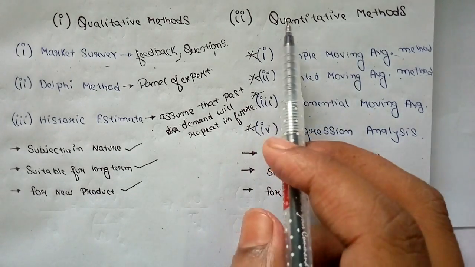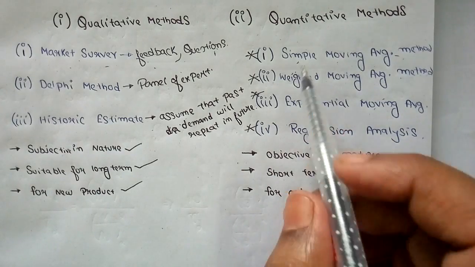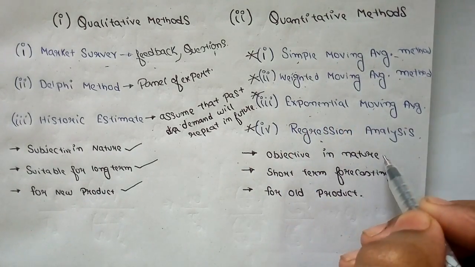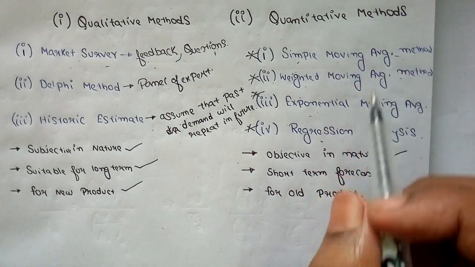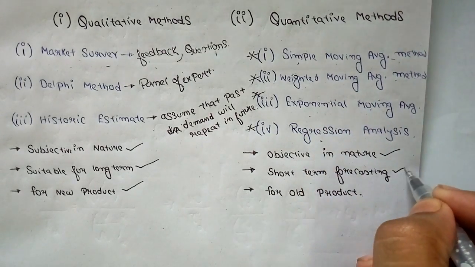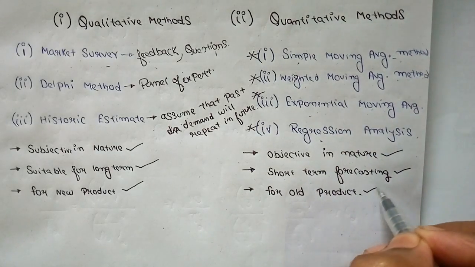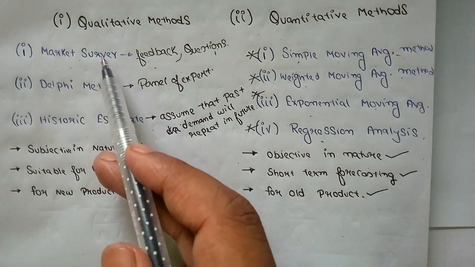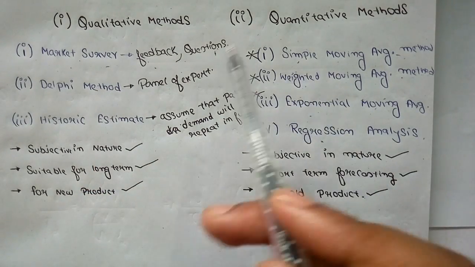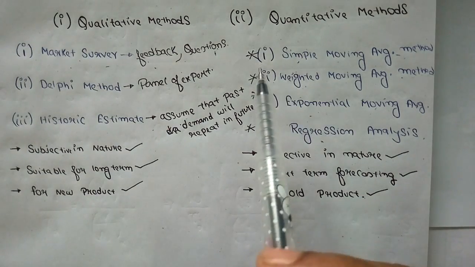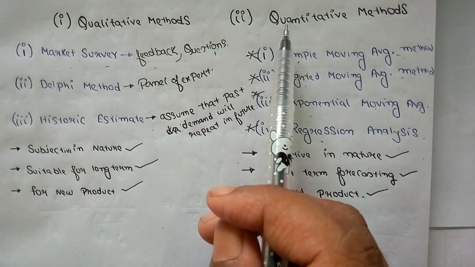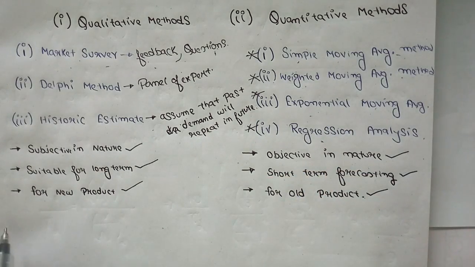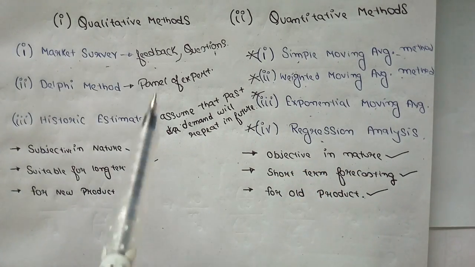You also need to remember that a quantitative method is generally objective in nature. Quantitative methods are used for short-term forecasting, and they are used for old products. Short questions or MCQs can come from this, for example, which method is suitable for old products, qualitative or quantitative method, or these options may be given in the question. You can simply say that the quantitative method is generally suitable for old products. So these are the basics of forecasting.